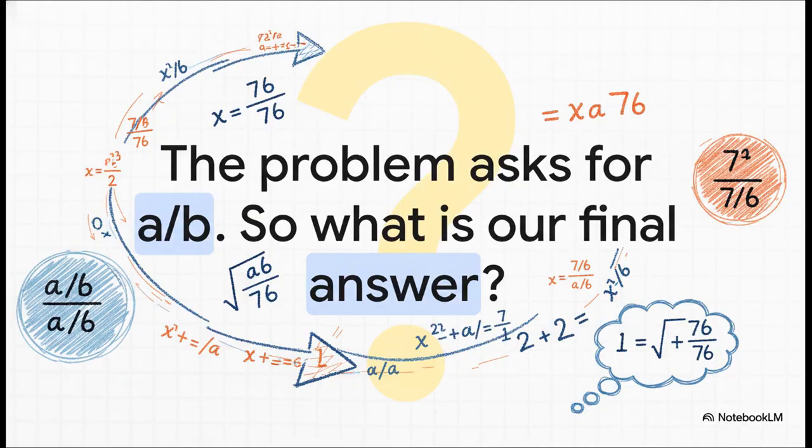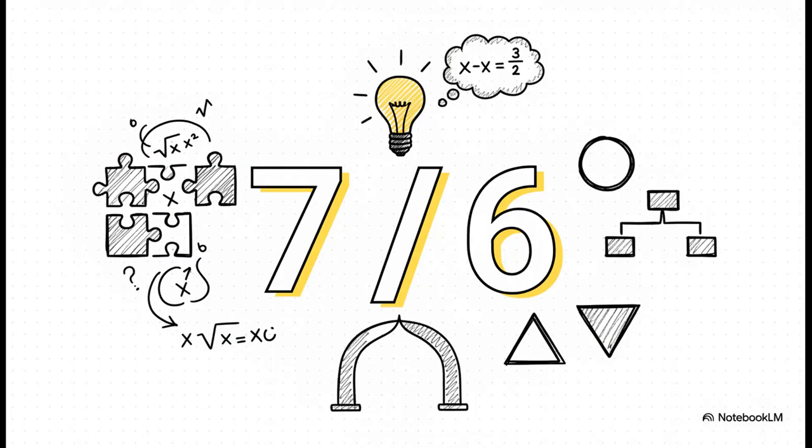Okay, so we've got our simplified version, x to the power of 7/6. But let's not forget what the original question actually asked. It wanted the value of a over b. Well, if you compare our results to the form they gave us, the answer is pretty obvious. And there you have it. a is 7, b is 6. The final answer is 7/6. We took that intimidating puzzle, and by using just one simple rule, we found a simple, elegant answer. That's what happens when you know the fundamentals.